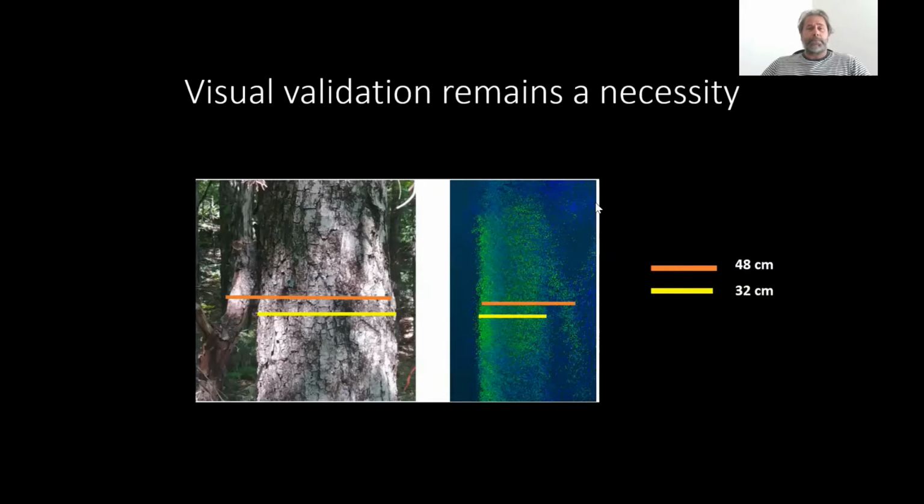This said, it is not perfect. For example, here you have a tree with a branch that fell from it but leans on the trunk. If you measure the tree automatically, you will get a measure of 48 centimeter DBH, while in fact this tree has more like a 32 centimeter DBH. So visual validation remains a necessity. You cannot just go and do things automatically and think everything is okay.